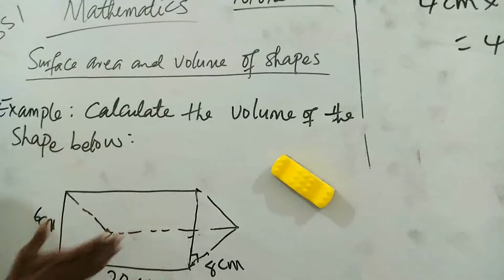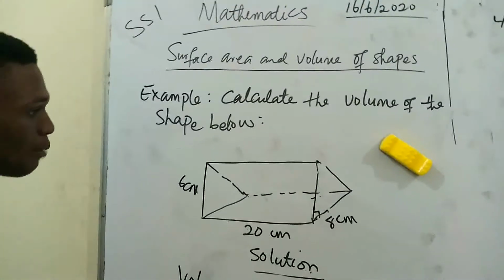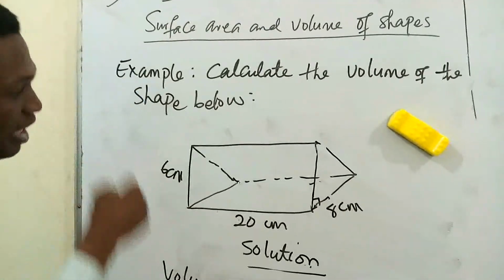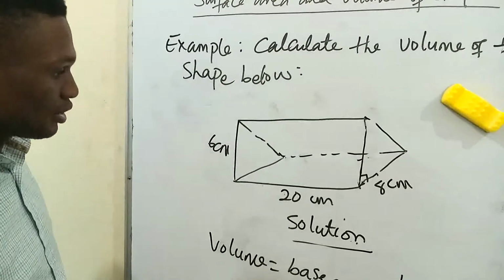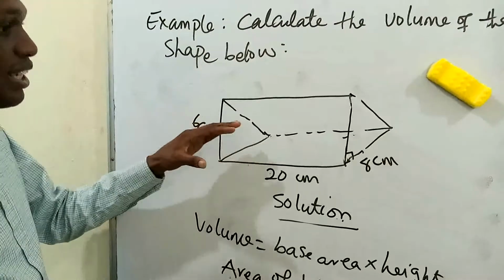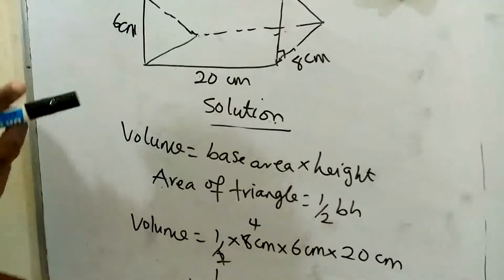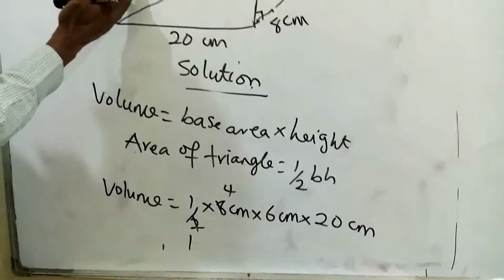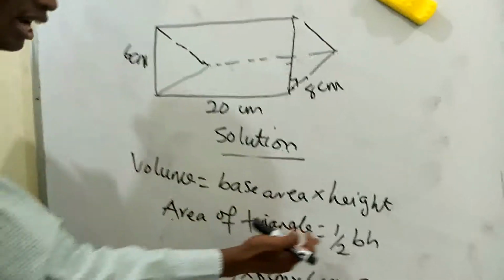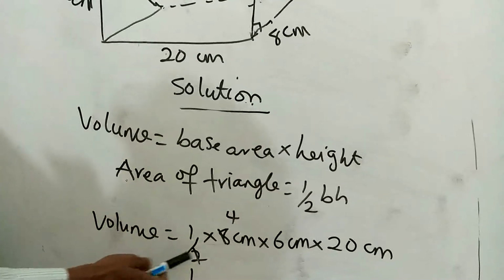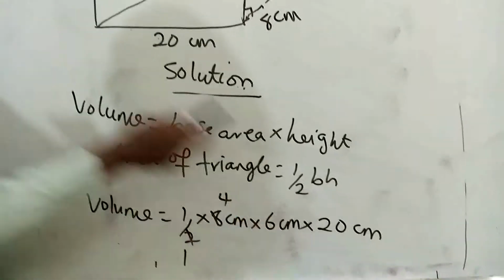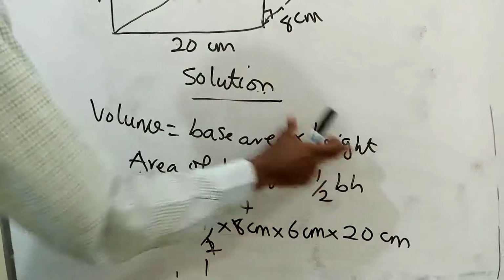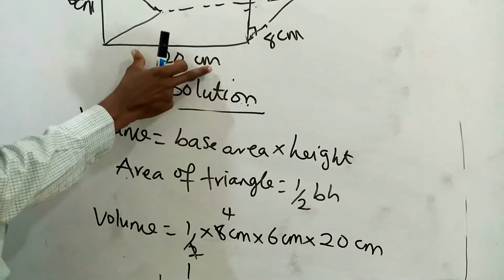Let's run through it again. Calculate the volume of the shape below, and the shape is a triangular prism. The base of the shape is triangular in shape, and the formula for finding the area of a triangle is half base times height. Remember, our volume is base area times height. So we deal with our base area first: half times our base of 8 cm times our height of 6 cm. Then times our height. For volume, we have a general height of 20 cm.